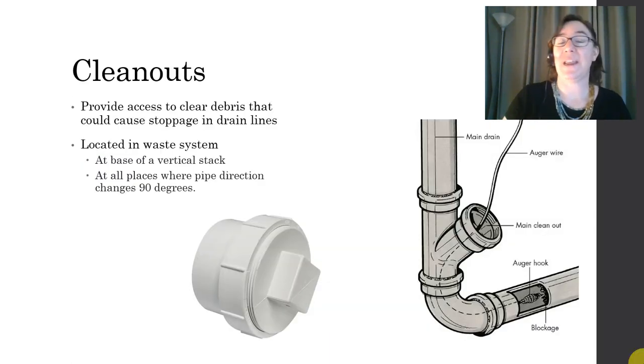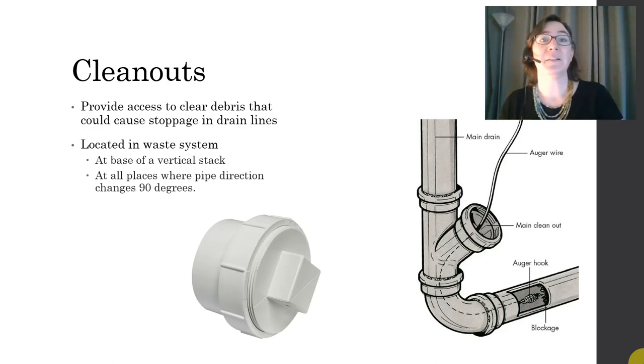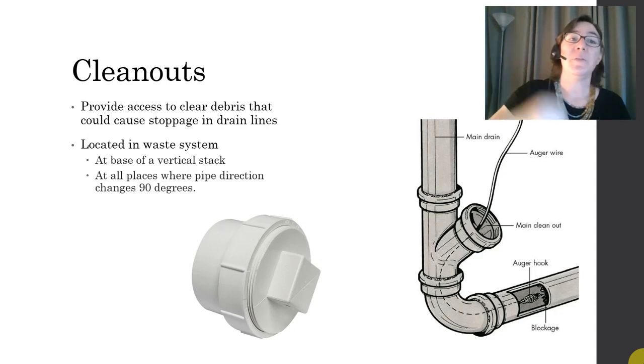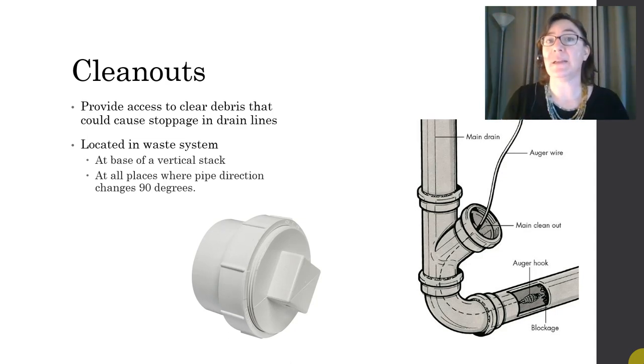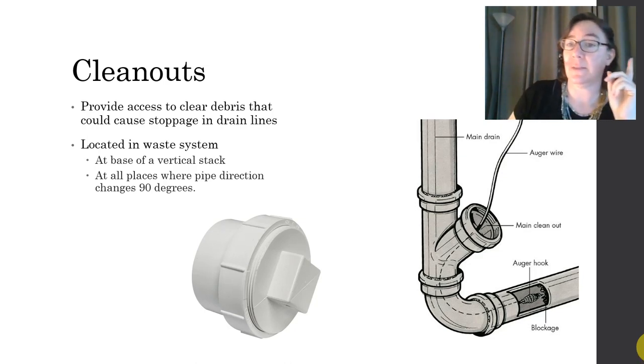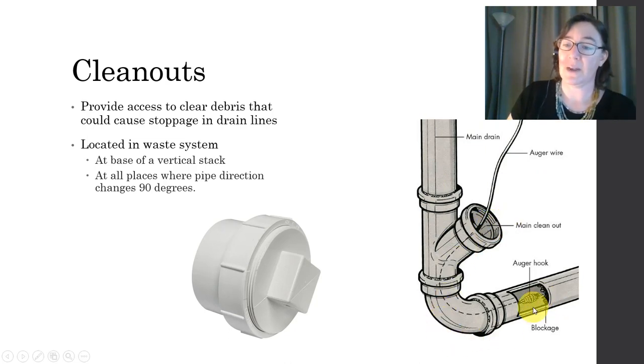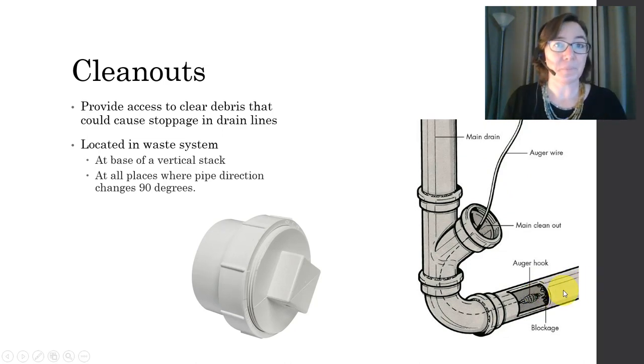The last piece of this drainage, waste, and vent system that I want to talk about today are cleanouts. Cleanouts are an access port so that you can open it up and clear away any debris that has gotten caught in your pipes and might cause stoppage in your drain lines. So here's an example of one. Your main drain is here. This piece right there is a cleanout. And then they're illustrating that maybe there's some blockage down in the line. We open up the cleanout and you can send your snake or your auger right in there and clean that out and open up your lines.